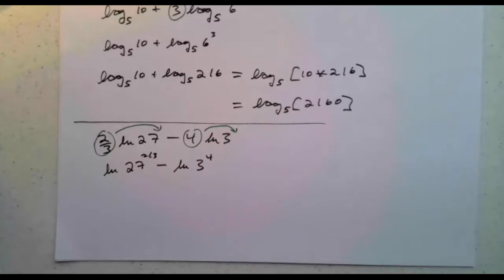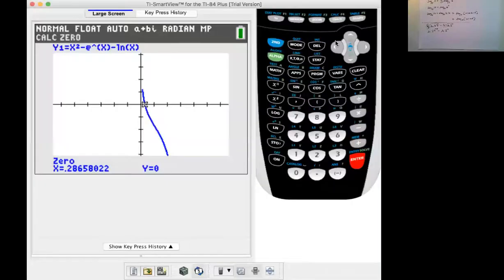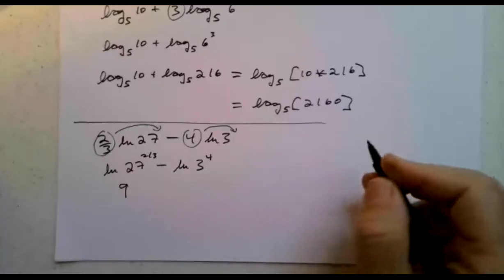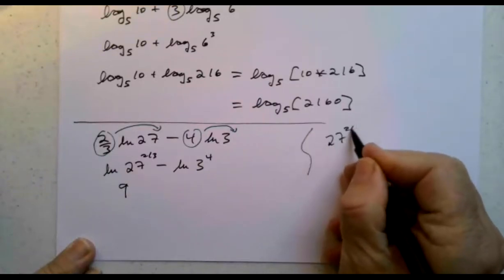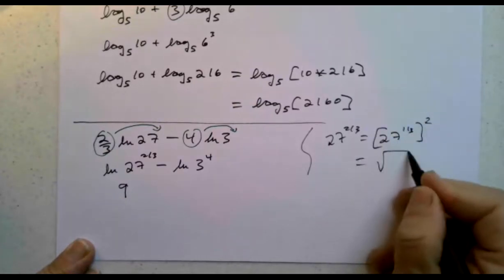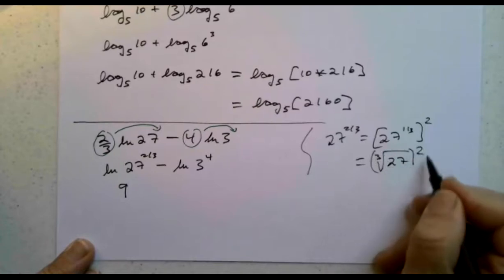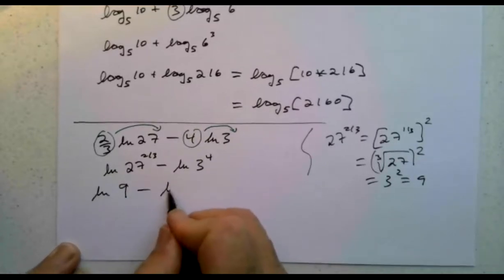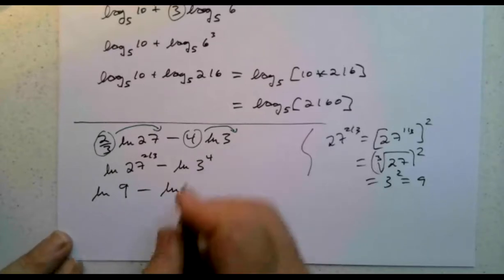Now, what is 27 to the 2/3 power? Well, if you're not sure, we certainly can do it here. 27 to the 2/3 power, just watch your order of operations, is 9. Now, how do we get that? Let me just show you off to the side here. 27 to the 2/3 is 27 to the 1/3 squared, which is the cube root of 27 squared, which is 3 squared, which is 9. So I get ln 9 minus ln 3 to the 4th. 3 times 3 is 9, times 3 is 27, times 3 is 81.